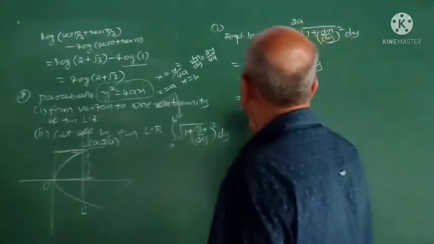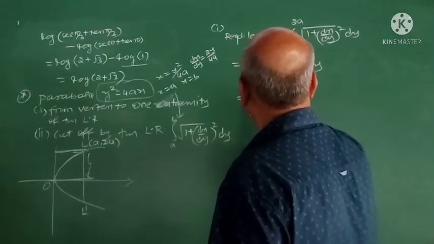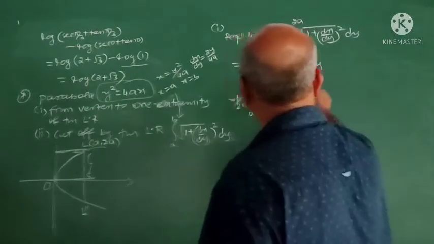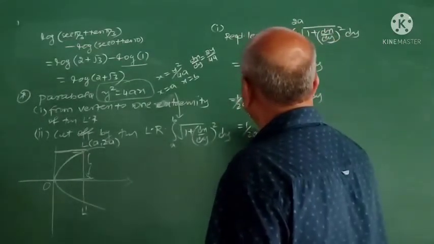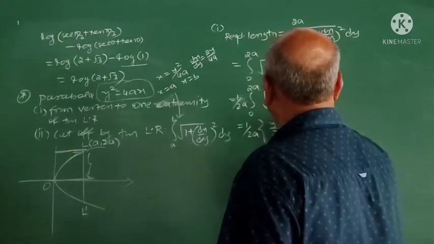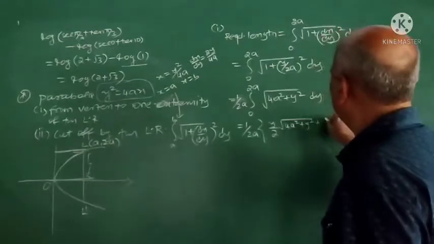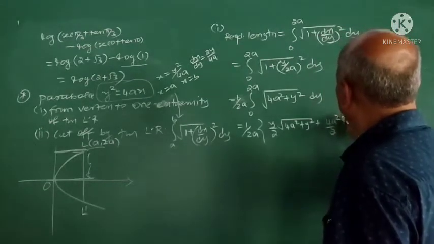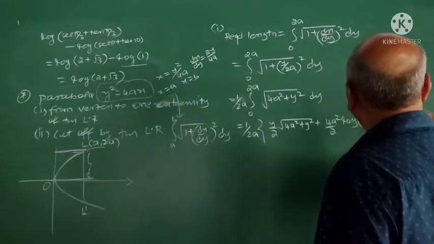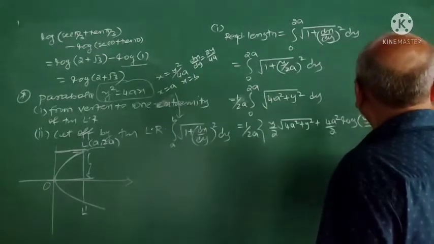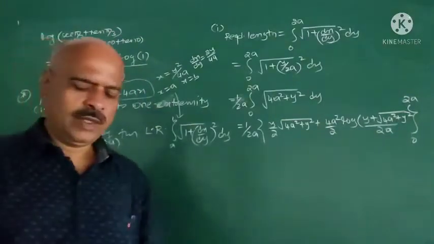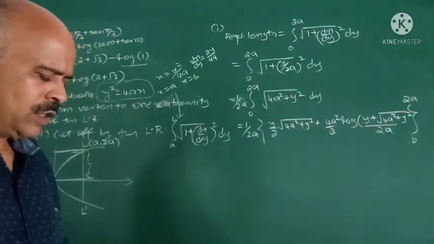It is 0 to 2a, square root of 4a square plus y square upon 2a, simplifying this with respect to y. So 1 upon 2a, what is the formula? y by 2 square root of 4a square plus y square plus 4a square by 2 log of y plus root 4a square plus y square, upon 2a. Limit is from 0 to 2a. This is the formula.